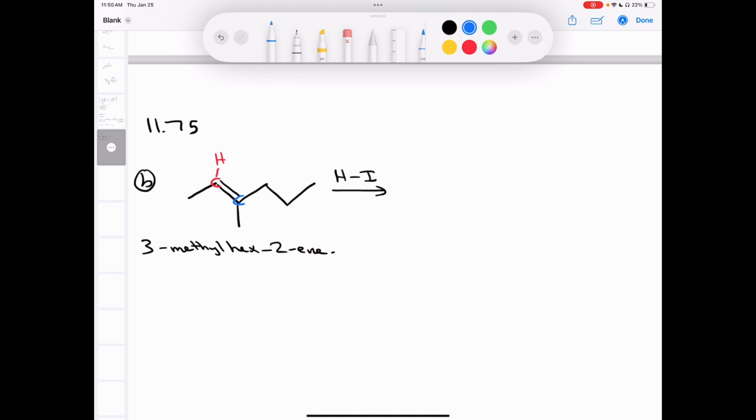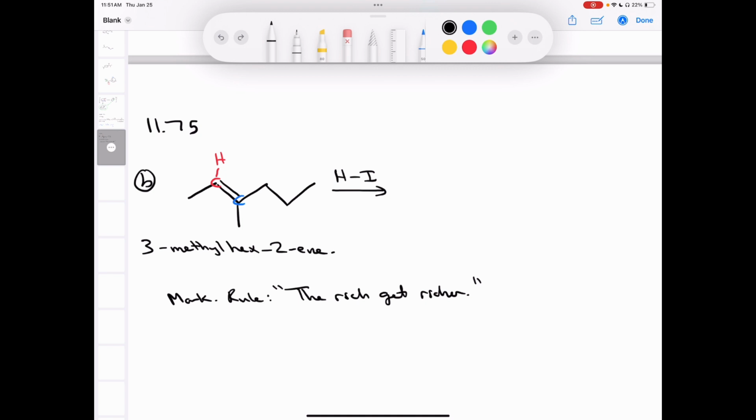Now, Markovnikov's rule, sometimes we phrase it like this. I'll just put Markovnikov rule is the rich, meaning rich in hydrogens, the rich get richer. So all that means is the carbon that has the hydrogen already, meaning the carbon in red, since that one has the hydrogen, it's going to take the hydrogen from the HI as well. So that means that the blue carbon is going to be left over with the iodine.